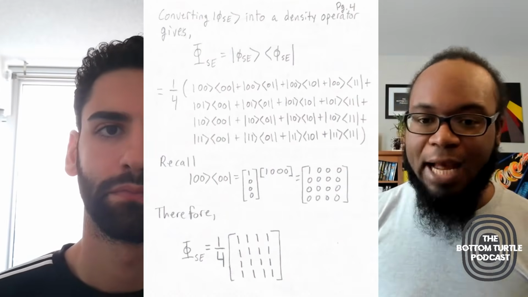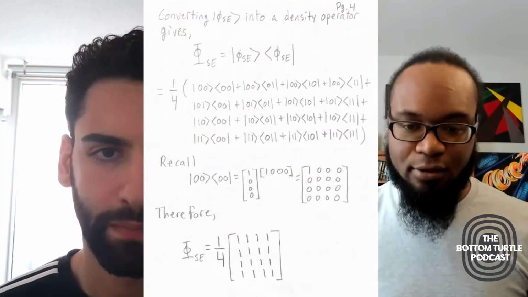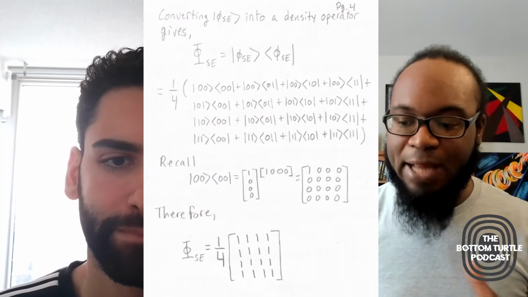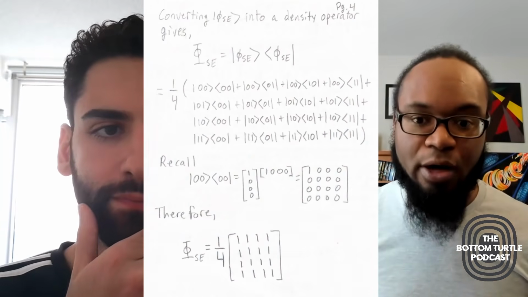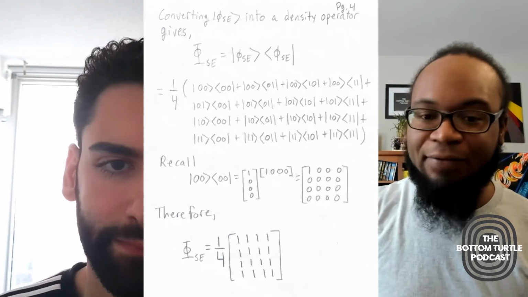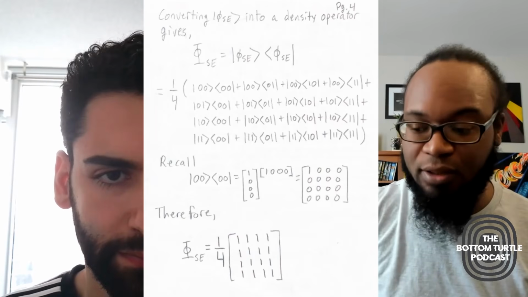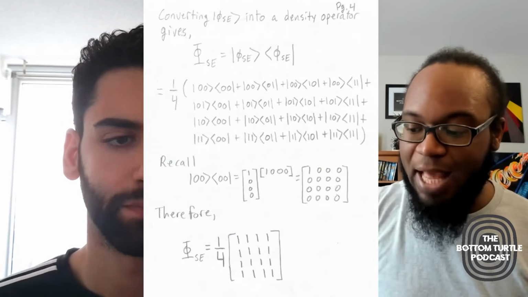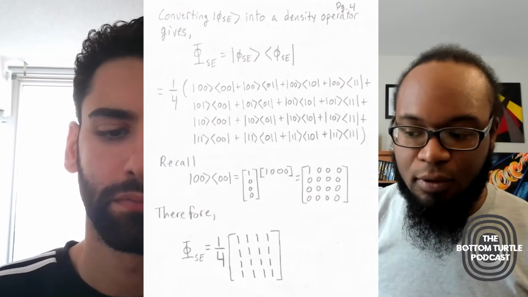Then on page 4, remember these kets are vectors. To turn them into a matrix, you can turn them into density operators, which requires something called an outer product. If you look, I have capital phi_SE, and then I take the tensor product of just the vector phi_SE, and that gives me what the matrix looks like, which is 1/4 equals all this. Does that make sense?